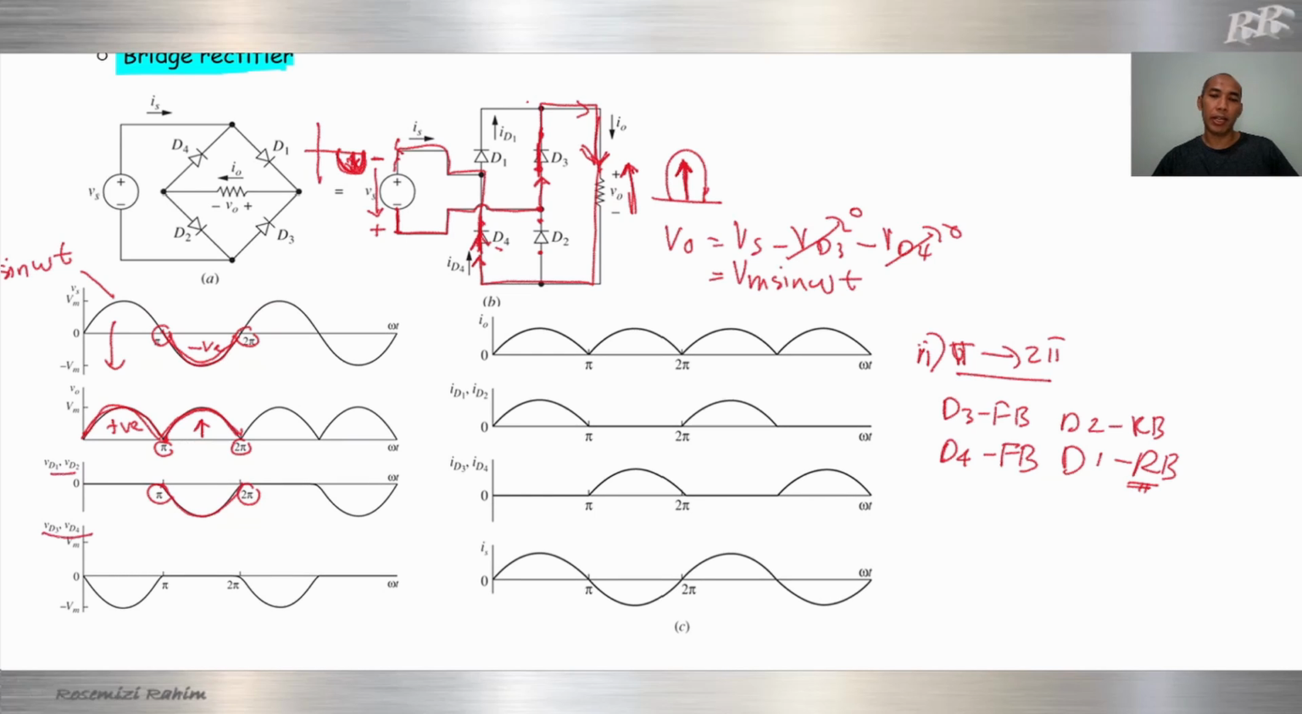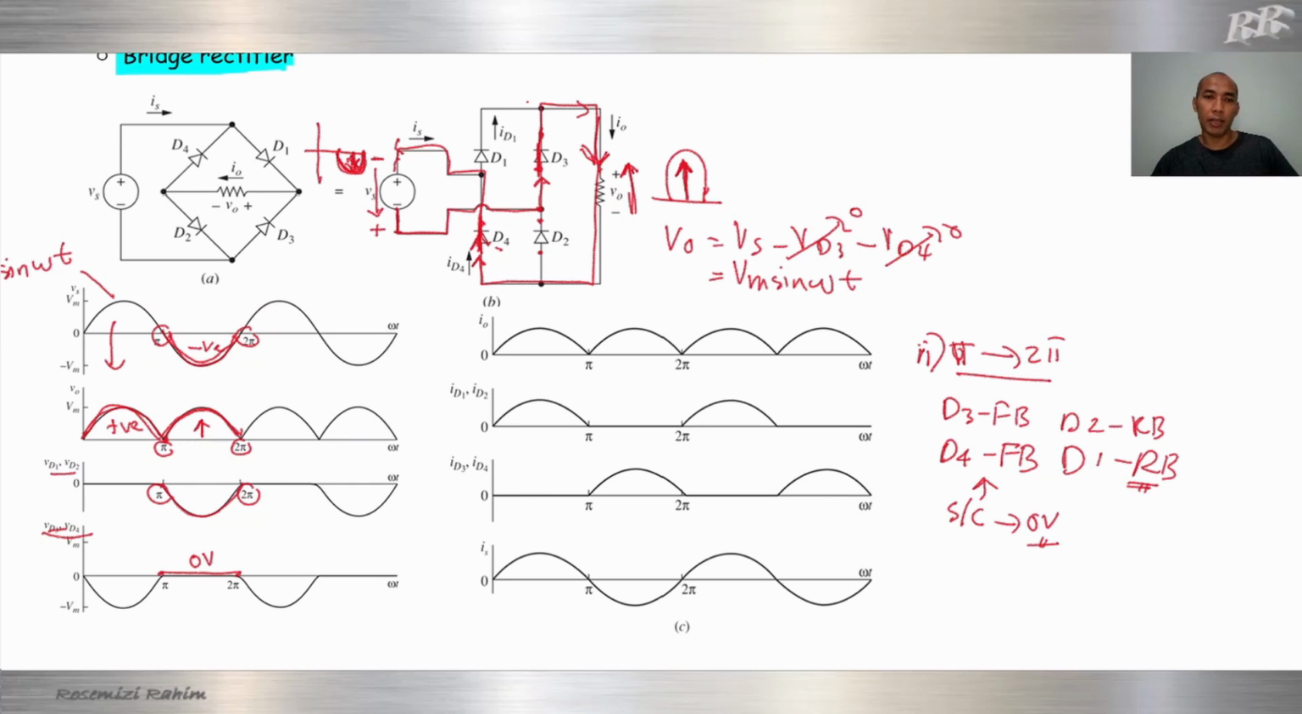Okay, VD3 and VD4 are forward biased. Forward bias means short circuit. Okay, for short circuit, 0 volt. So from pi to 2 pi there will be 0 volt at diode number 3 and diode number 4 due to short circuit, due to forward bias.